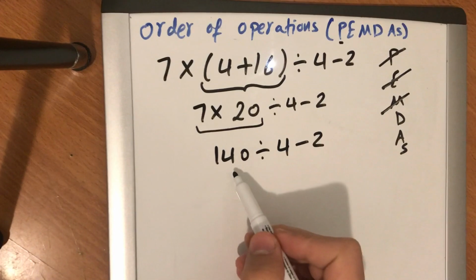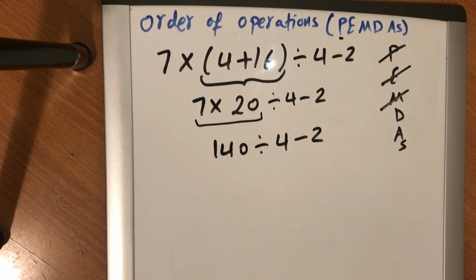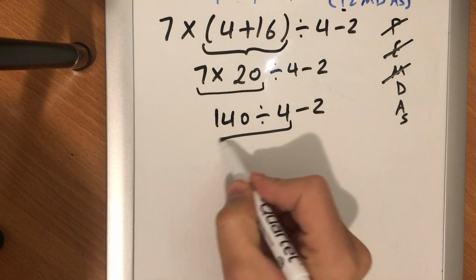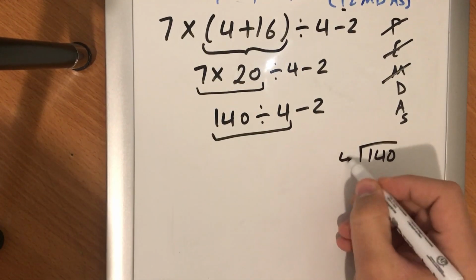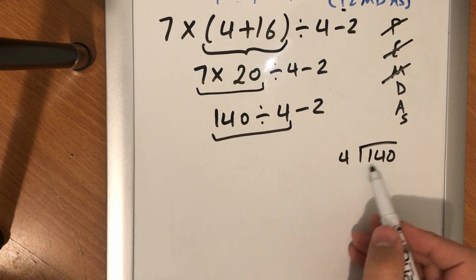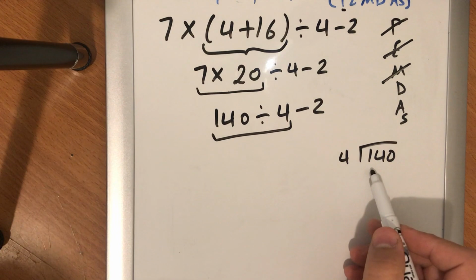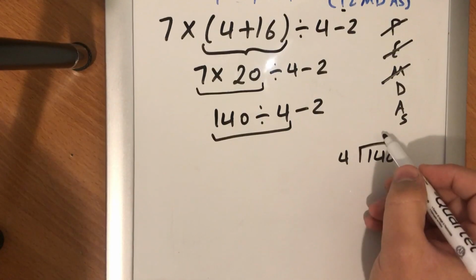Now division. 140 divided by 4. I kind of need to do long division here to find what this will give me as an answer. So I might take it through the long division house. 1 divided by 4 doesn't work. 14 divided by 4 works. I don't have a 14 in the table of 4, but I have a 12. So 12 divided by 4 gives me 3.